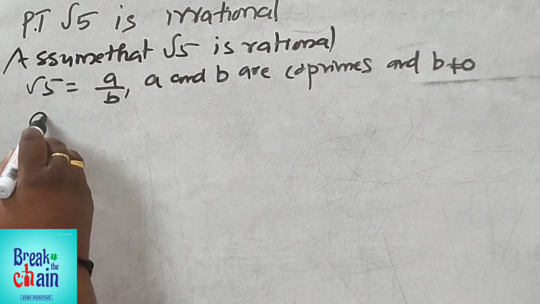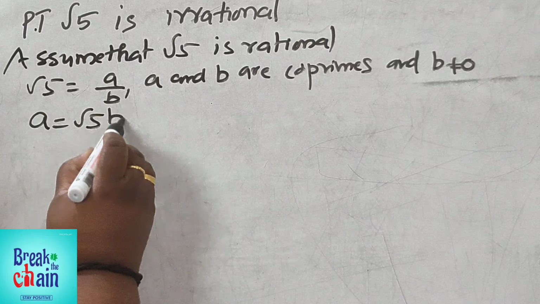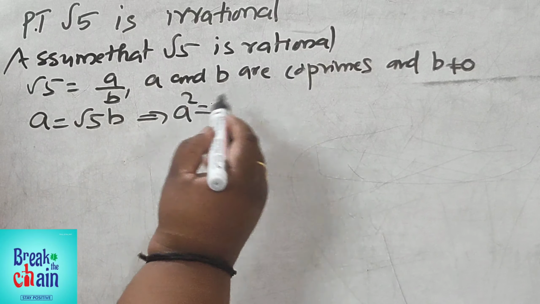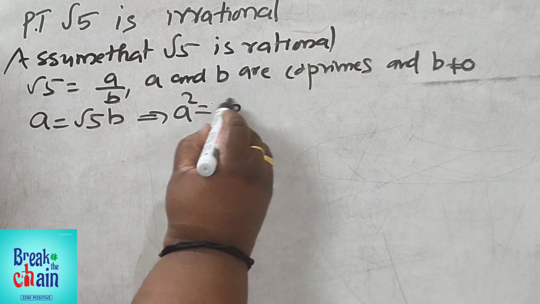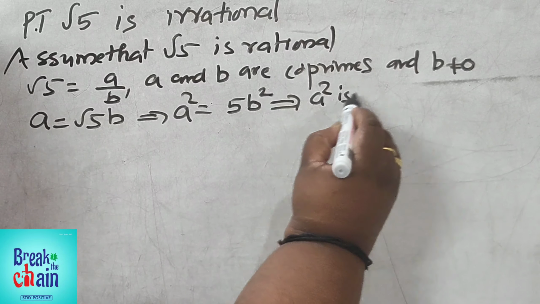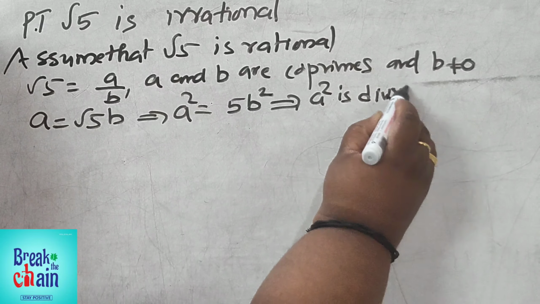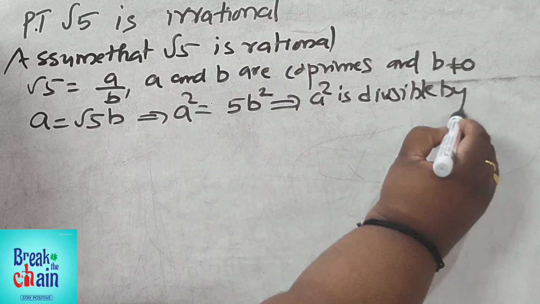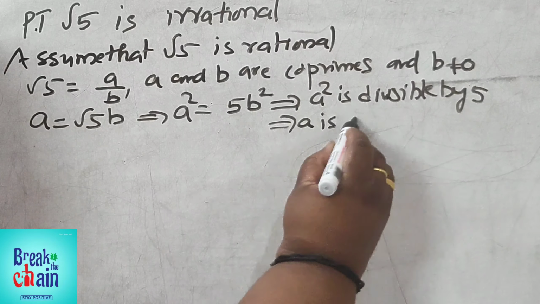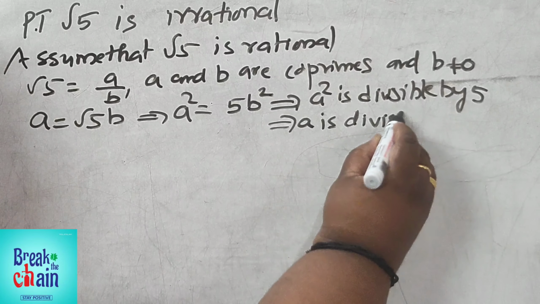From here, what is a? a is equal to root 5 b. Now what is a square? a square equals root 5 b the whole square, that is 5b square. That implies a square is divisible by 5. If a square is divisible by 5, a is divisible by 5, like the previous question.